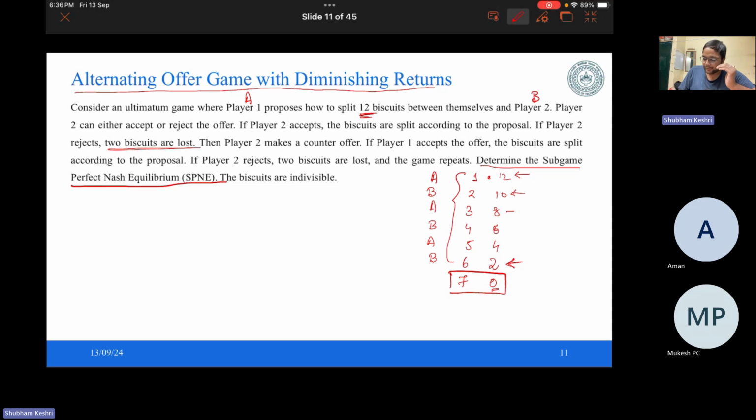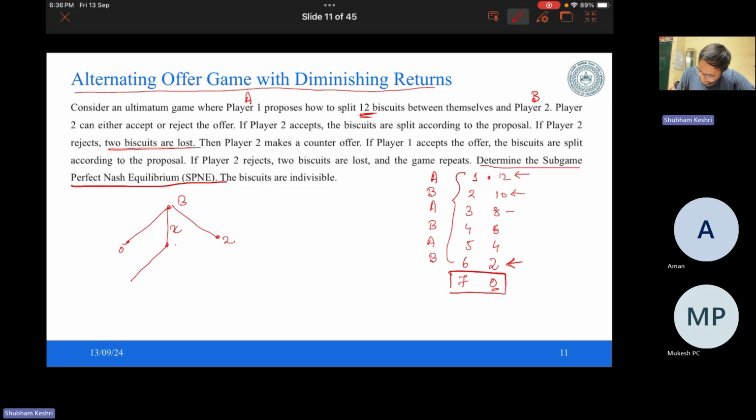If you're having any doubt, you can ask me. In the first stage, player 1 is making an offer. Player 2 can either reject it or accept it. In the second stage, player 2 is making the offer, therefore I have written B over here. If player A rejects the offer in the second stage, then player A gets to make an offer in the third stage, and so on. So A, B, A, B, A, B. In the last stage, B will make an offer. Suppose it is X. So it will be 0 and 2.